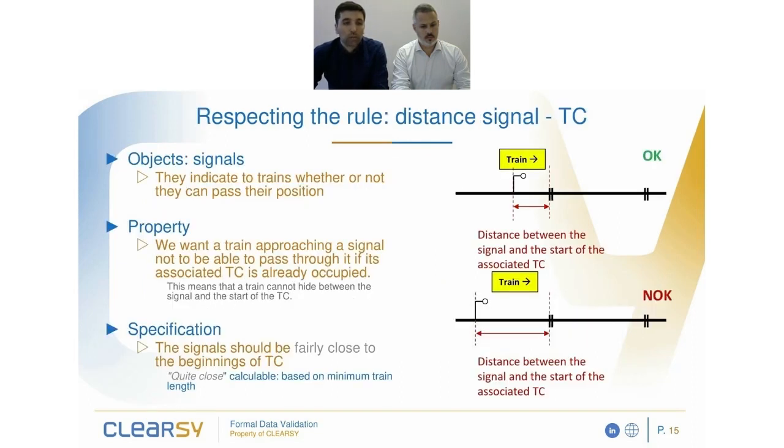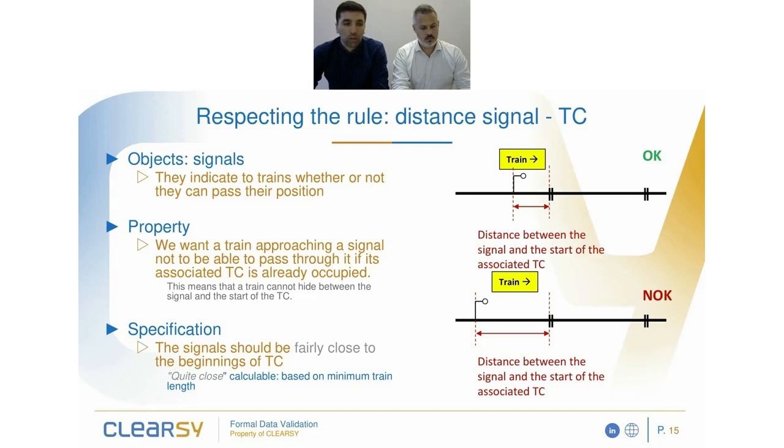But in order to safely know if there is something after the signal or not, the signal has to be close enough to the track circuit so that you cannot hide the train before the track circuit, but after the signal. Okay, so that's the property here that we will need to validate, that the signal associated to its track circuit is close enough.